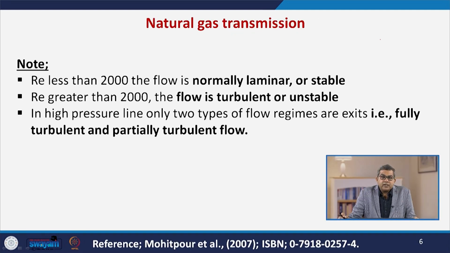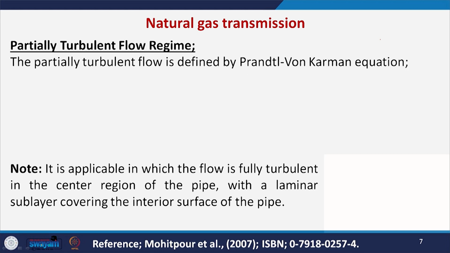Now, if the Reynolds number is less than 2000, the flow is normally laminar or stable. If Re is greater than 2000, the flow is turbulent or unstable. In high pressure lines only two types of flow regimes exist, fully turbulent or partially turbulent flow.